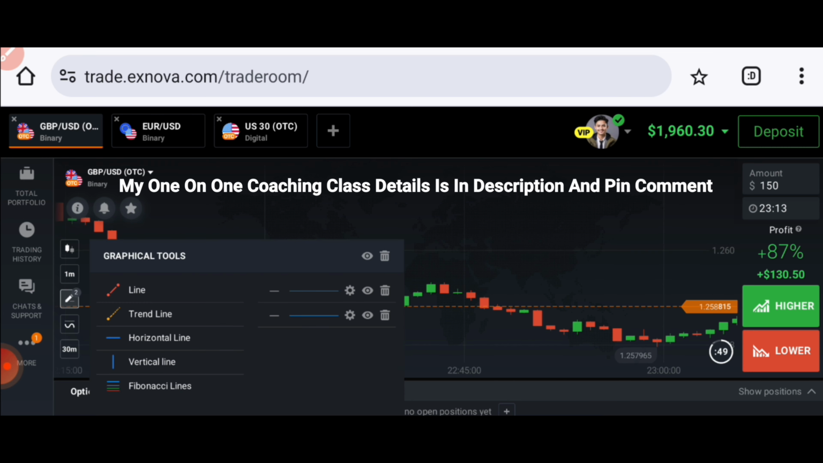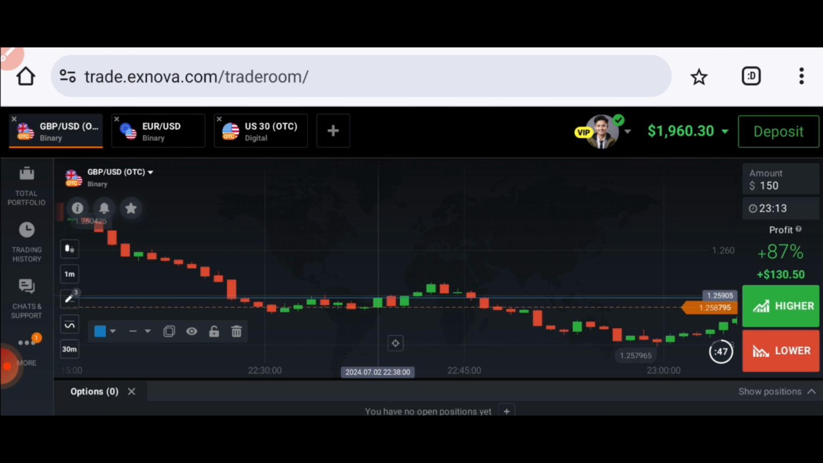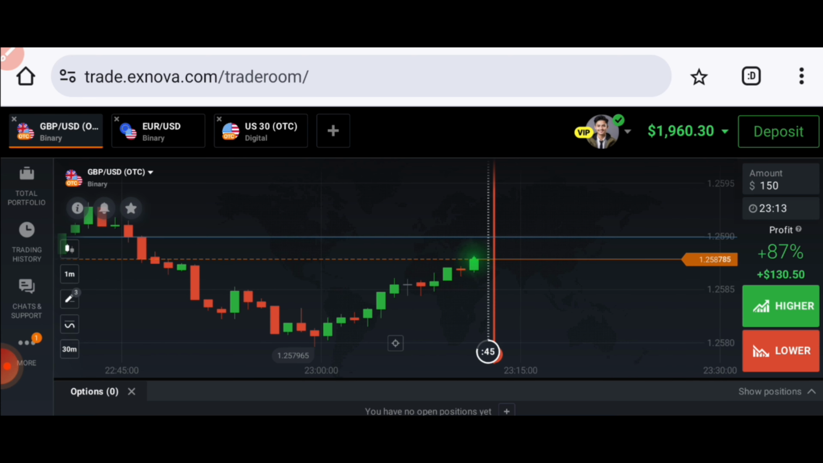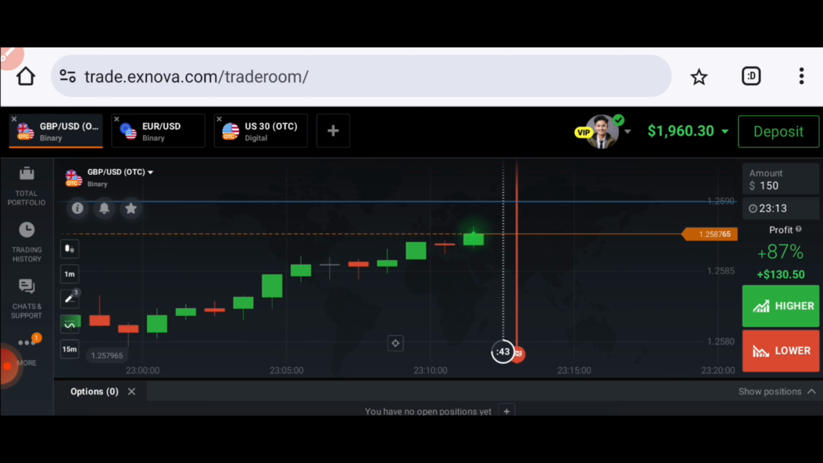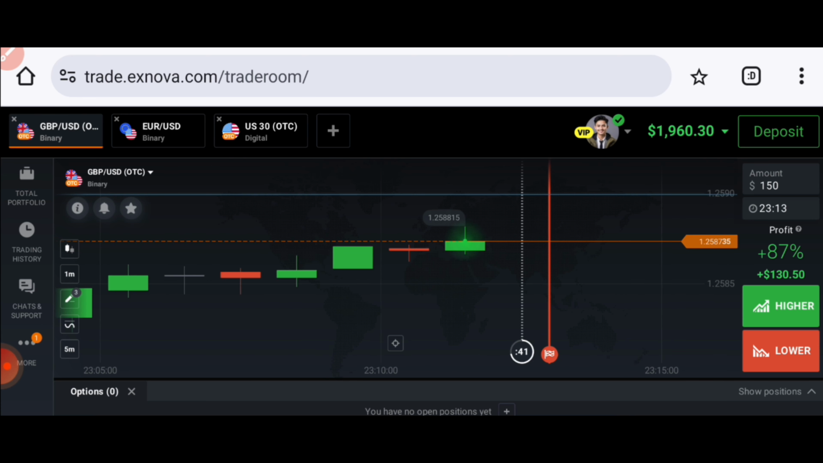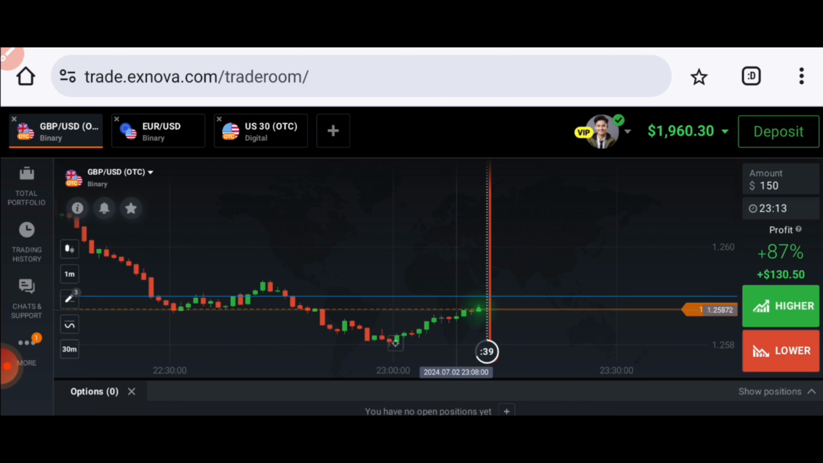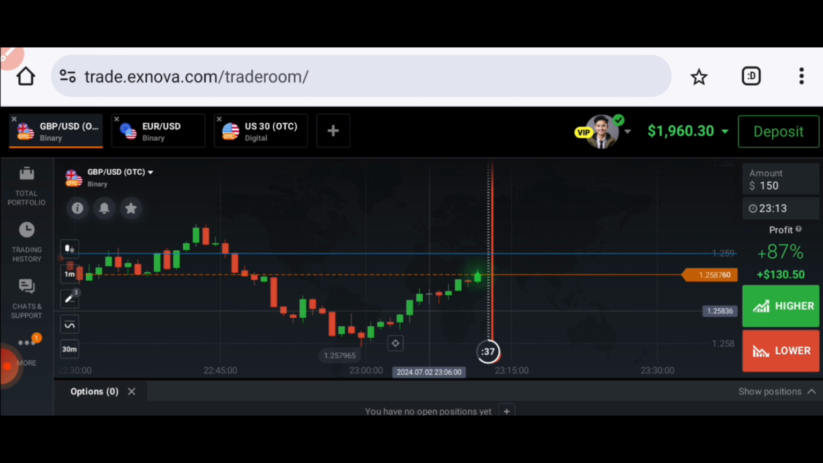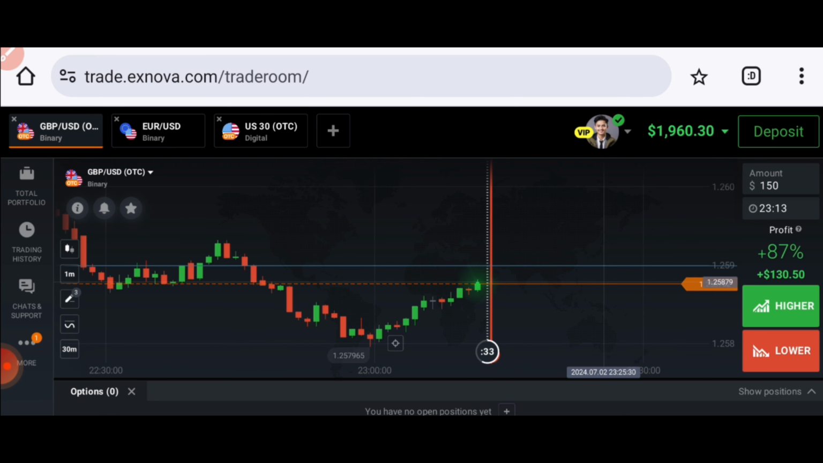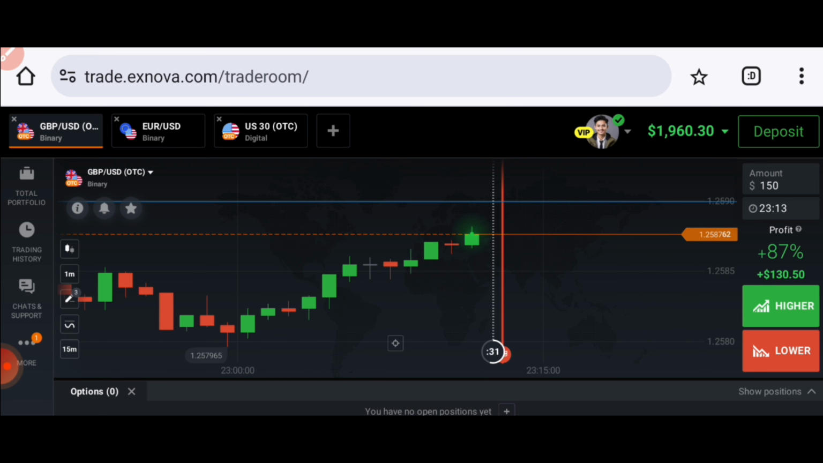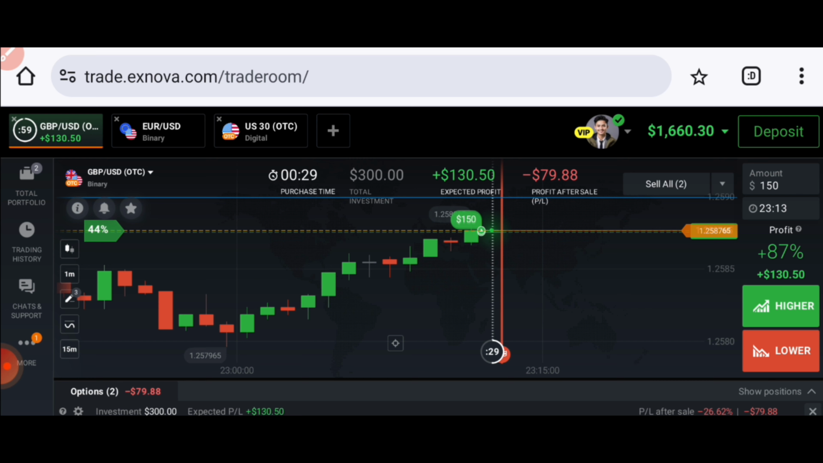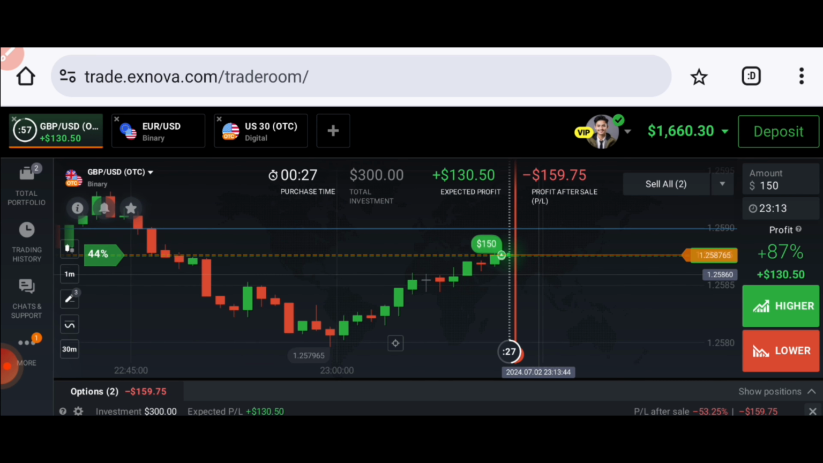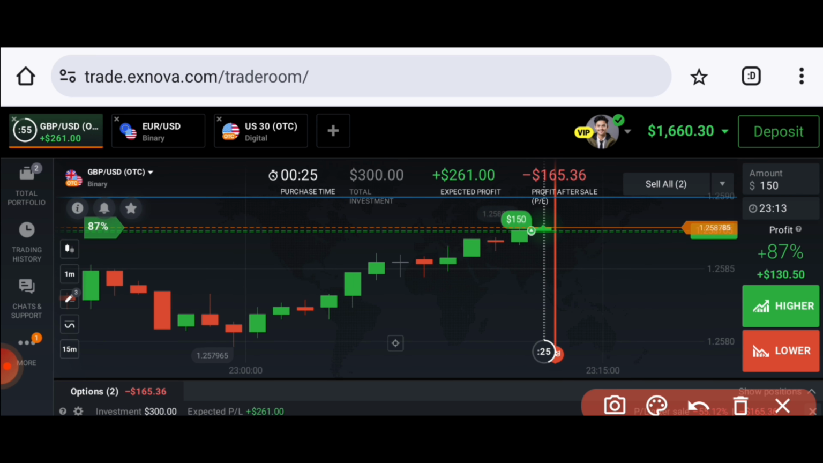The resistance. Okay. I want to see how this candle will close. It made a new high. Okay. It will not be a reversal, I think. Strong buyers. So here you can see I had placed 2 trades for higher option.